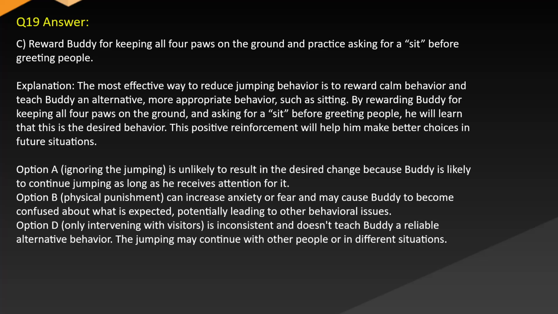Option A, ignoring the jumping, is unlikely to result in the desired change because Buddy is likely to continue jumping as long as he receives attention for it. Option B, physical punishment, can increase anxiety or fear and may cause Buddy to become confused about what is expected, potentially leading to other behavioral issues. Option D, only intervening with visitors, is inconsistent and doesn't teach Buddy reliable alternative behavior. The jumping may continue with other people or in different situations.